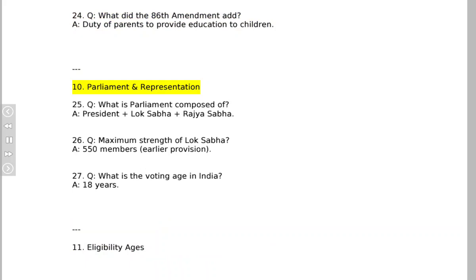10. Parliament and representation. 25. Q. What is Parliament composed of? A. President plus Lok Sabha plus Rajya Sabha. 26. Q. Maximum strength of Lok Sabha. A. 550 members, earlier provision. 27. Q. What is the voting age in India? A. 18 years.